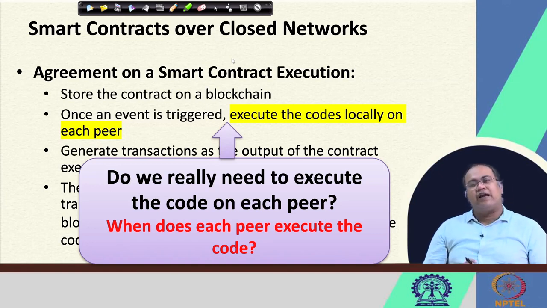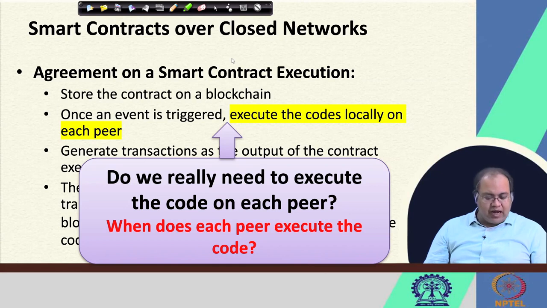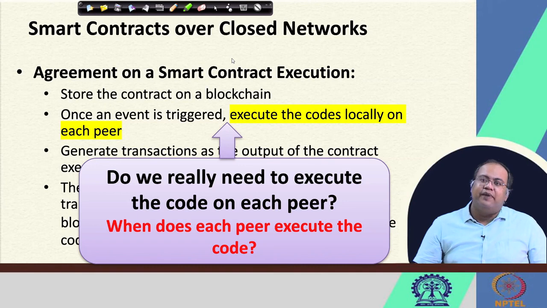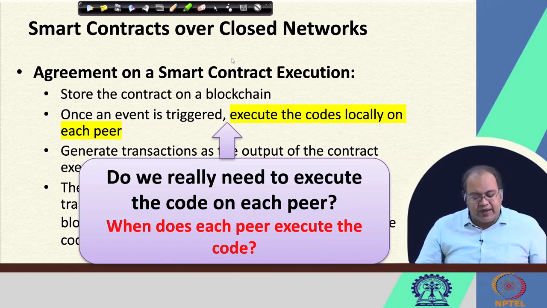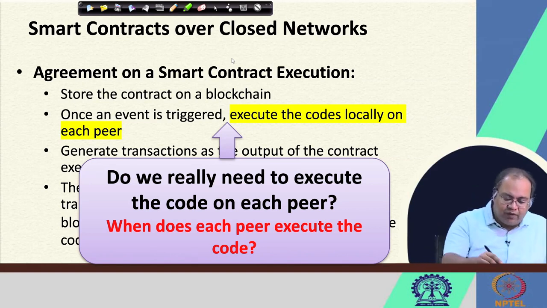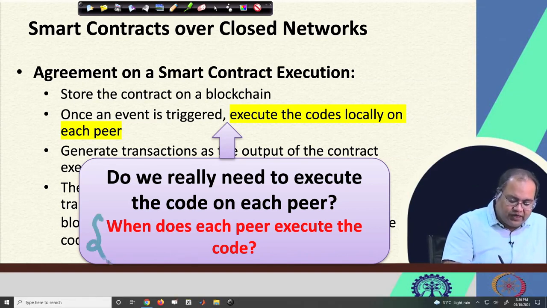Now, the important question comes, what I mentioned earlier, that once an event is triggered, you execute the code locally on each peer. So, in the context of blockchain based smart contracts, the specific question that we have is: do we really need to execute the code on each peer? And when does each peer execute the code? Possibly the answer to this second question is already available to us.